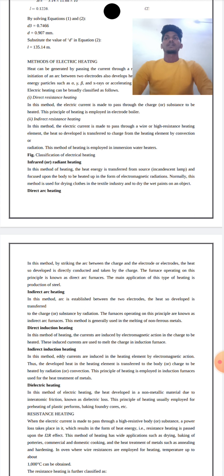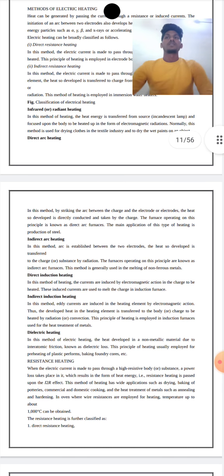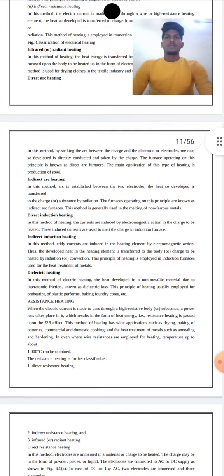Third is infrared radiant heating. In this method, heat energy is transferred from the source and forced upon the body to be heated through electromagnetic radiation. Normally this method is used for drying clothes in the textile industry.